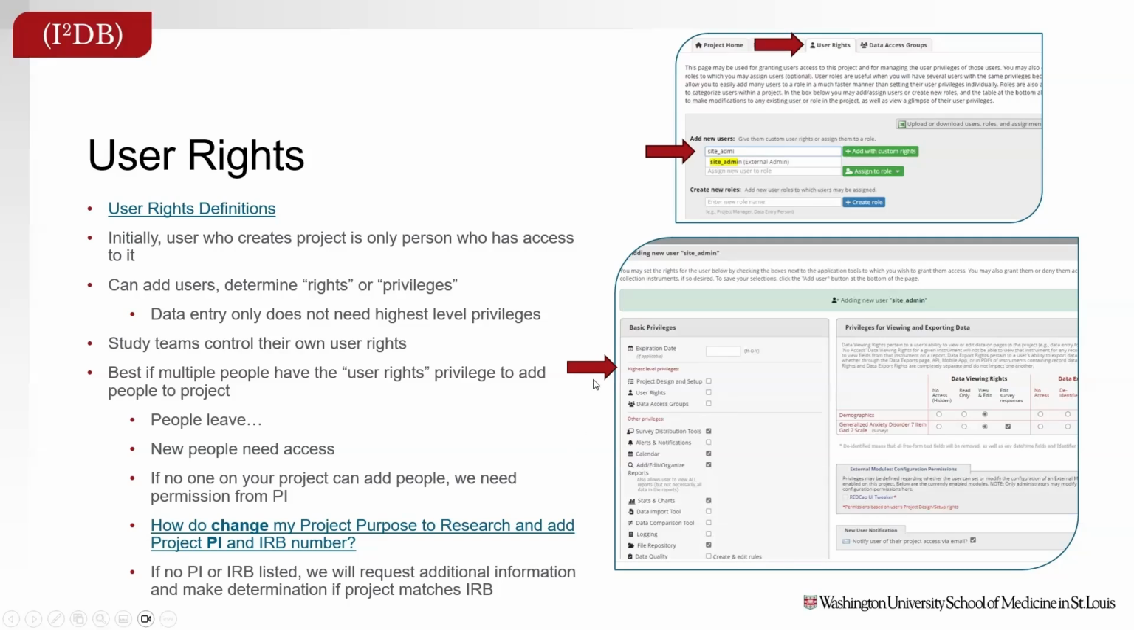But you want to think about this when you're adding users to projects. So for example, data entry people usually don't need the highest level privileges, right? If I'm only coming in and entering data to forms, I don't need to be able to do project design or user rights. I just need to be able to access that form, enter the data, and save it. And I do encourage you to have more than one person on a project that has user rights privileges because people do leave studies or leave labs or leave the university. So it's just easiest to have a backup person who can add people and change user rights.